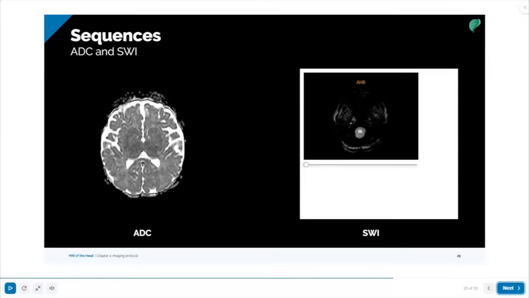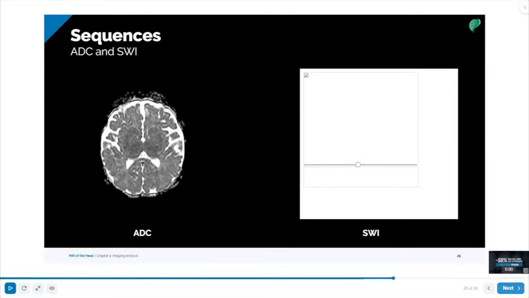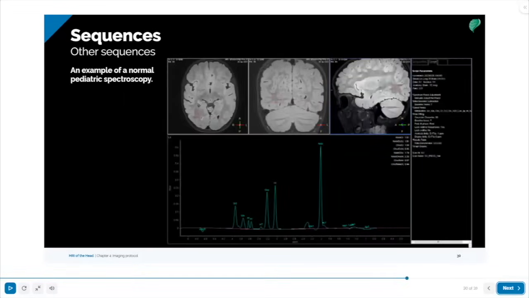Susceptibility weighting imaging, or SWI, is important for detecting microhemorrhages, calcifications, and other venous structures. It's also used to evaluate trauma and vascular malformations. So I can scroll through that so you can see what some of the SWI slices look like. Okay. All right, so let's look at a few more sequences that are used in MRI of the head structures.